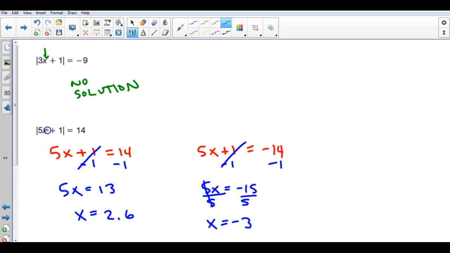X is either 2.6, and that would work if you substituted it in and solved. That would be 14 units away. And if you substituted negative 3 in here, you would get a negative answer. But when you take the absolute value, you get a positive answer.